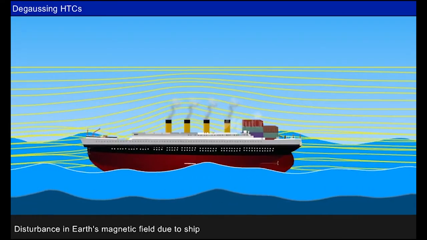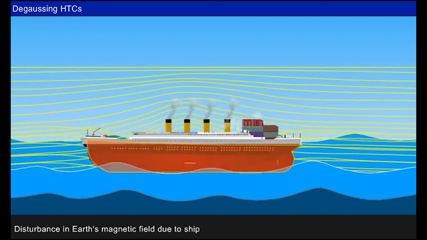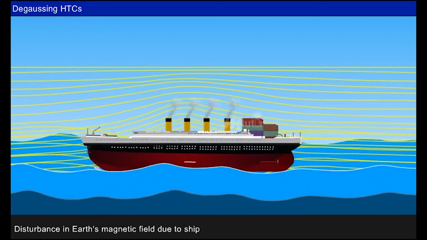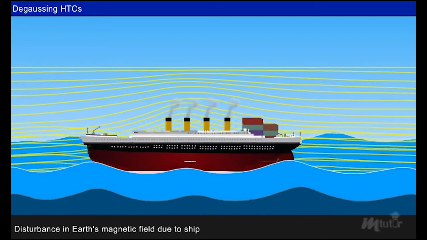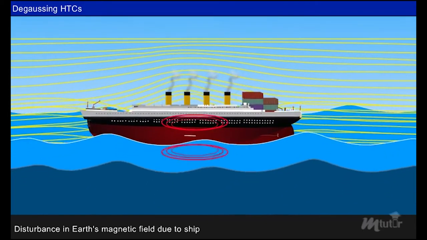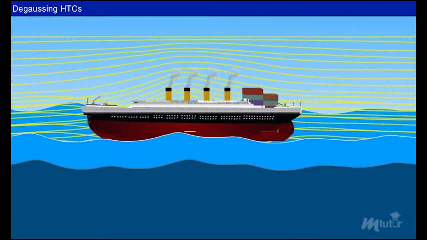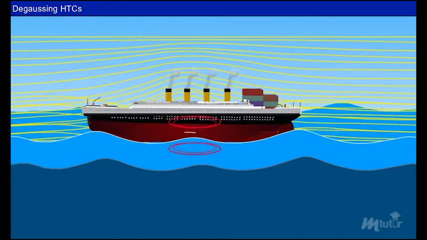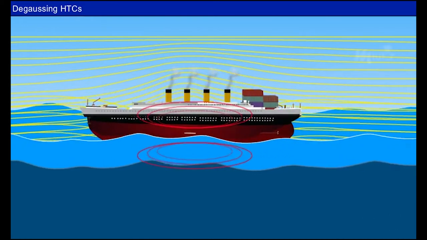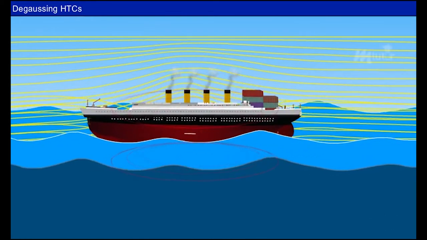Ships are basically big-sized steel hulls. Thus, they have the tendency to disturb the Earth's magnetic field. They develop a magnetic field around them. This field, when detected by the marine mines, gets them detonated.